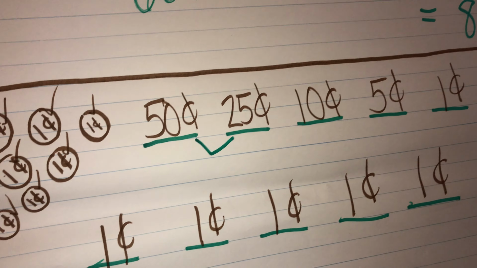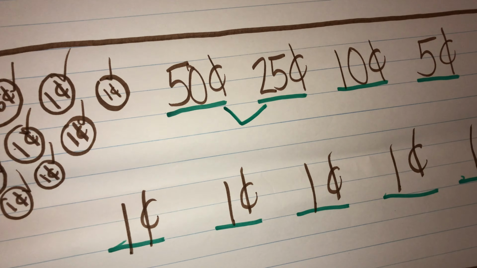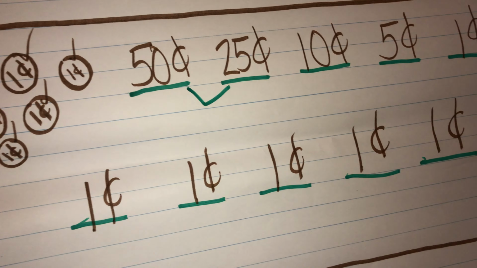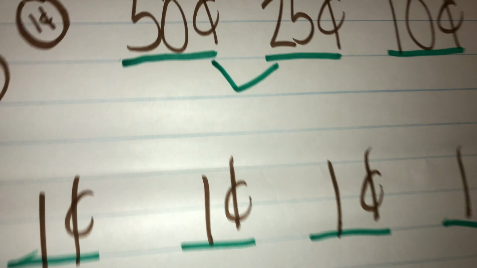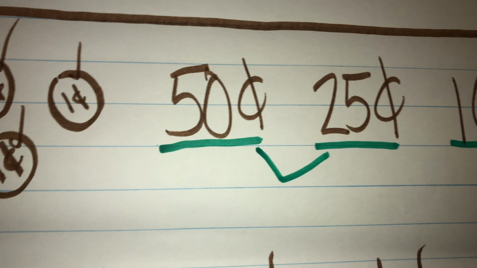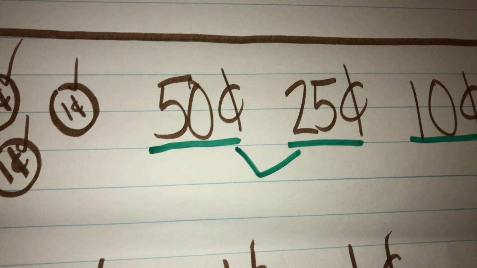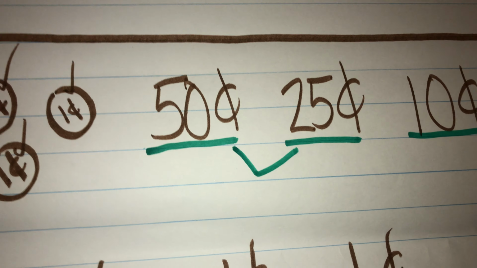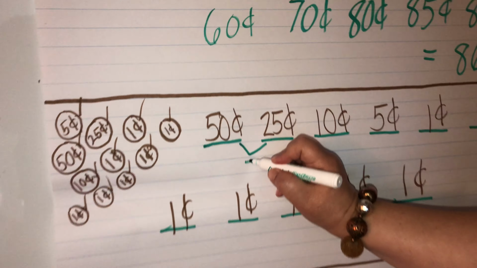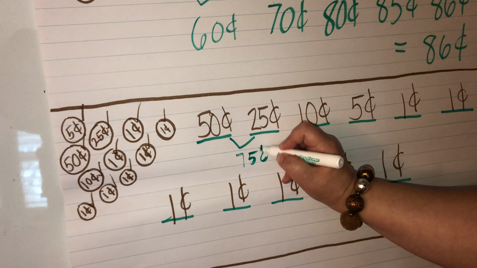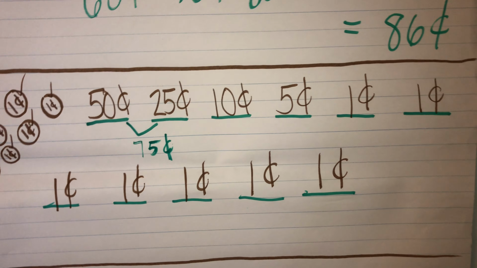50 cents plus 25 cents. Okay, so some of you, and we didn't talk about this in today's lesson, but we've talked about it in the past at school. And we know that 2 quarters has the same value as the 50-cent piece. So if I have 50 cents plus 25 cents, how much do I have, boys and girls? I have 75 cents.